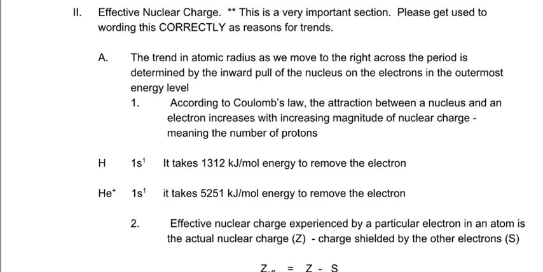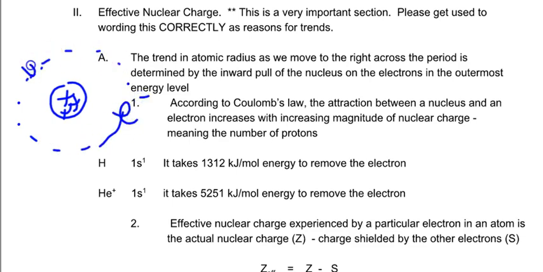So let's check this out. The trend in atomic radius as we move to the right across the period is determined by, watch this, inward pull of the nucleus on electrons in the outermost energy level. So what is that really saying here? If I have my nucleus full of protons, and here is my electron clouds, if you will, or a whole bunch of electrons around here.